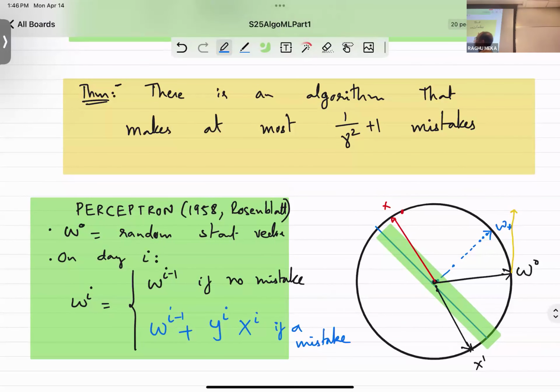And that's it. This algorithm gets you this guarantee, 1 over gamma squared plus 1 mistakes. Very simple, intuitive algorithm, and it gets you the guarantee that is best possible, actually. All right? So when we come back in the next lecture, we will see why this theorem is true. The analysis is very simple. And then we'll also see how this connects to what we discussed in the last lectures.